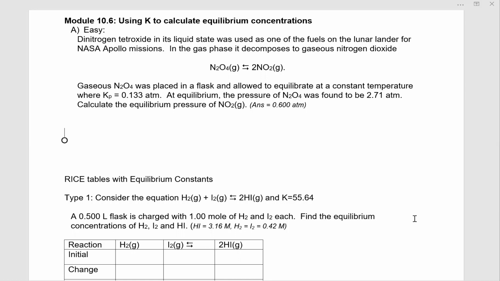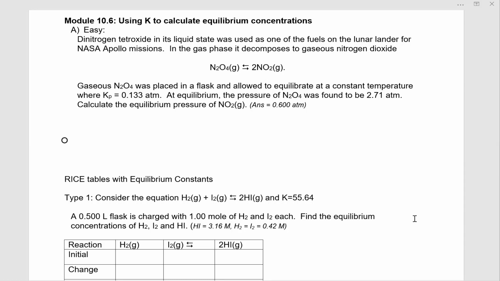Gaseous N2O4 was placed in a flask and allowed to equilibrate at a constant temperature where Kp equals 0.133 atmospheres. At equilibrium, the pressure of N2O4 was found to be 2.71 atmospheres. Calculate the equilibrium pressure of NO2.